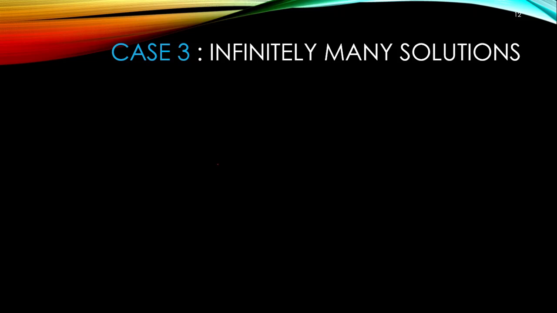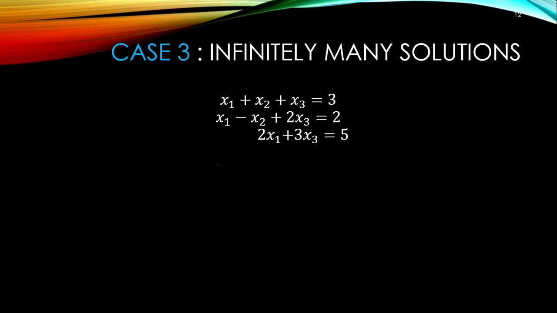Then the third case is that some set of equations may have infinitely many solutions. That is the third case. Again, consider the example: x1 plus x2 plus x3 equal to 3, x1 minus x2 plus 2x3 is equal to 2, 2x1 plus 3x3 is equal to 5. Okay, label it as 1, 2, 3.